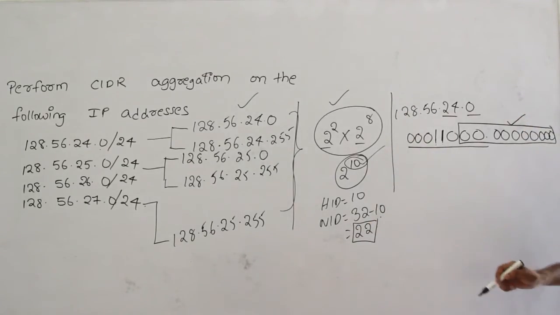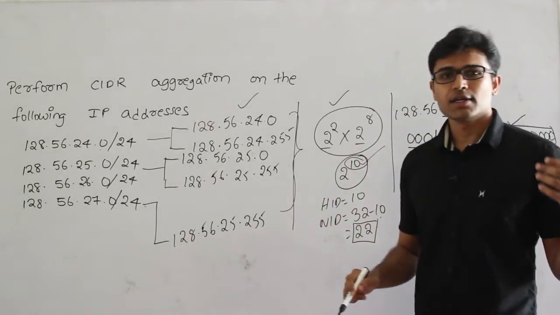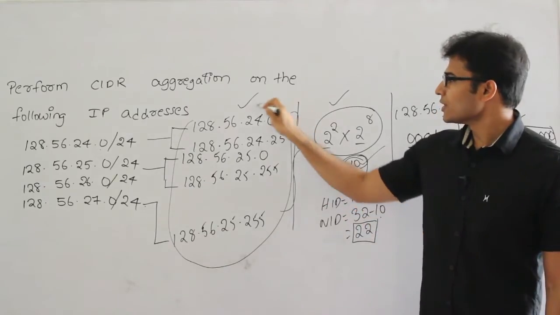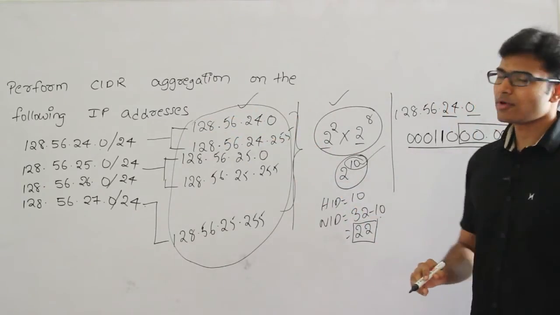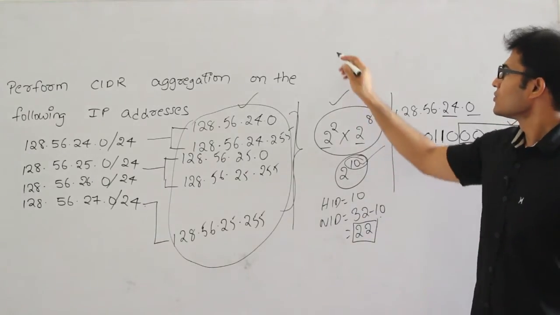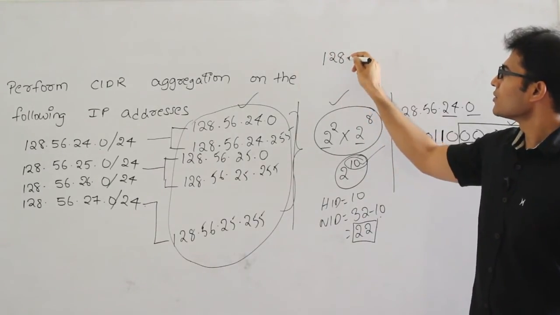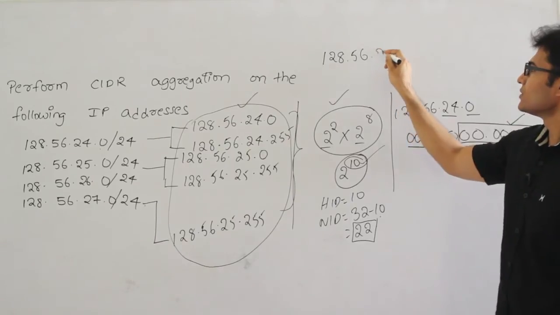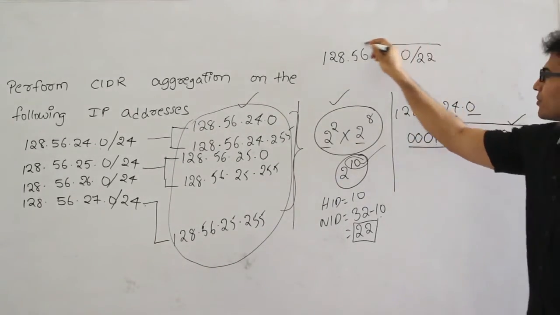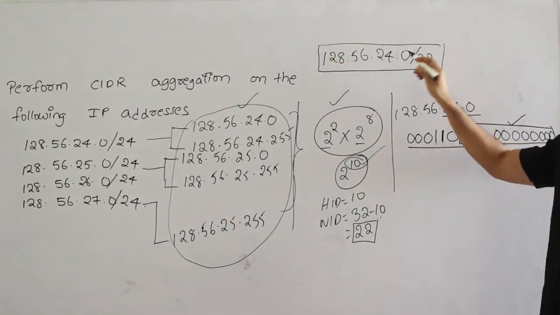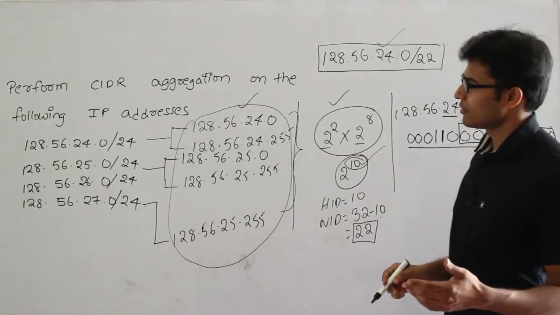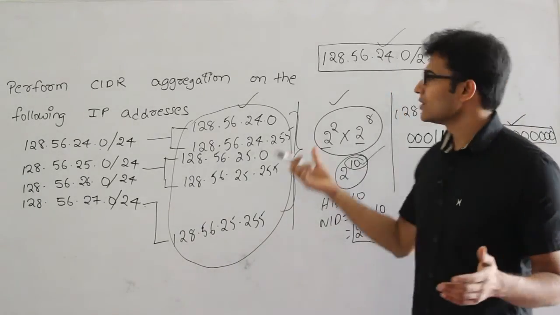Therefore, you can take the first IP address, or in fact you can take any IP address from this range, and write slash 22. That will represent the entire network. So I am just taking the first IP address. Therefore, 128.56.24.0 slash 22 represents this entire network. In fact, you could have taken any number from that range, but I took the first IP address. Therefore, this is the resulting answer.